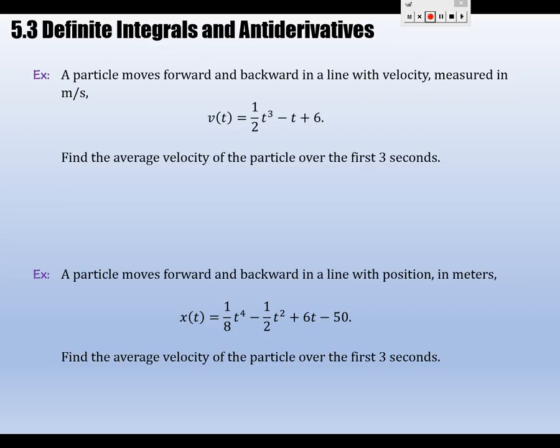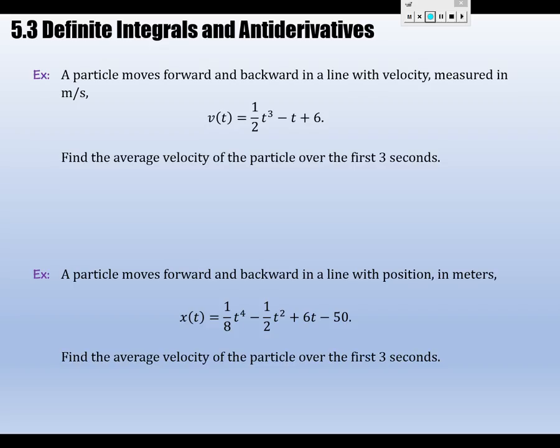Okay, I have 2 examples for you. Are you ready? Here we go. More average velocity, more motion. I like motion. This is good. Try and steal as much of the joy from your physics class as possible. Do it in here.